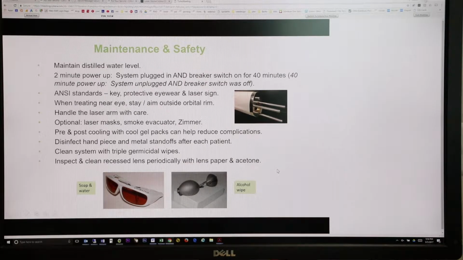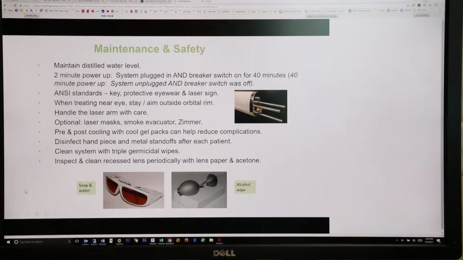You clean your system with triple spermicidal wipes or CaviWipes. And then there's a recessed window in here which Loretta will show you how to clean. You basically take 100% acetone and clean that probably at the end of every day, since all of the tattoo plume and fragments do fly around there. And then these distance gauges can be wiped off with alcohol or CaviWipes.